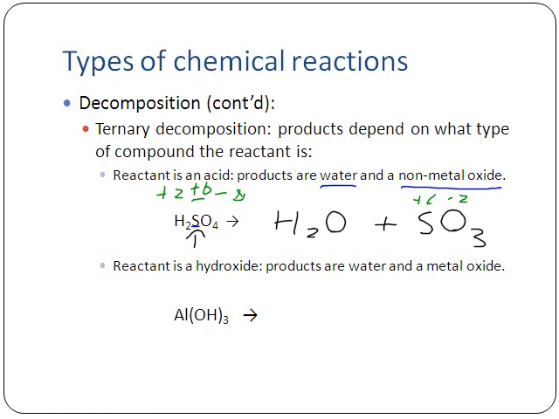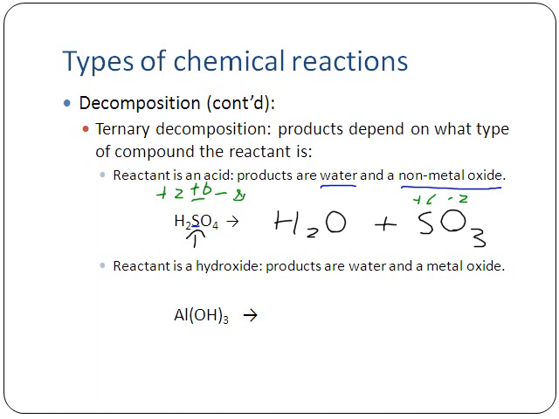Now, once you've got that done, you want to balance. We have 2 hydrogens on the left, 2 hydrogens on the right. We have 1 sulfur on the left, 1 sulfur on the right. We have 4 oxygens on the left, and now 1 plus 3 is 4 oxygens on the right. We don't have to do anything to balance it. H2SO4 yields H2O plus SO3. And so that's how you'd work out an acid decomposition problem.